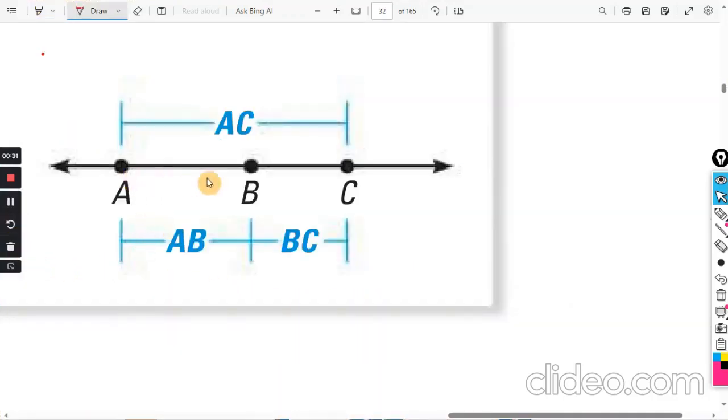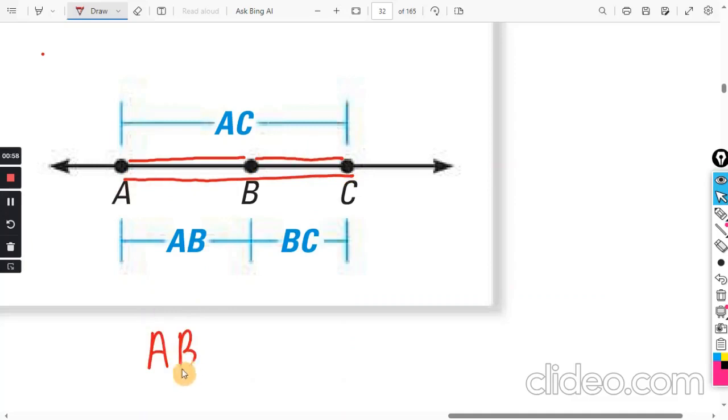So here we have A, B, and C on the same line. They are collinear. But the thing to remember is that point B is between A and C. And as a result, we can add this segment plus this segment and get the length of the entire segment. All right. So AB plus BC equals AC.